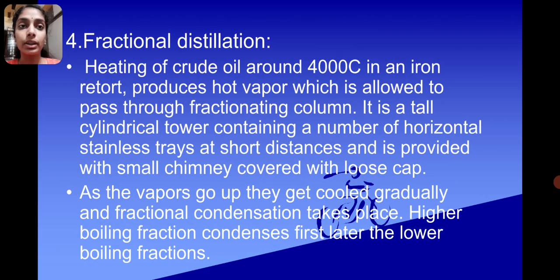Fractional distillation. Heating of crude oil around 400°C in an iron retort produces hot vapor, which is allowed to pass through a fractionating column. It is a tall cylindrical tower containing a number of horizontal stainless steel trays at short distances and is provided with small chimneys covered with loose caps. As the vapors go up, they get cooled gradually and fractional condensation takes place. The higher boiling fractions condense first, later the lower boiling fractions.